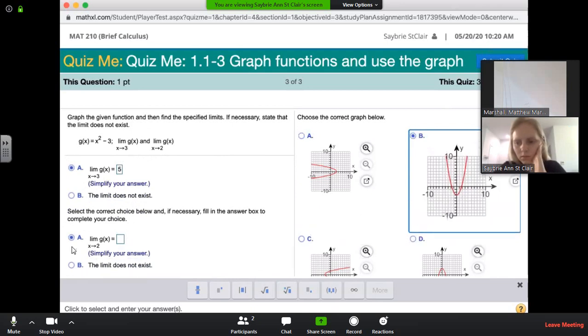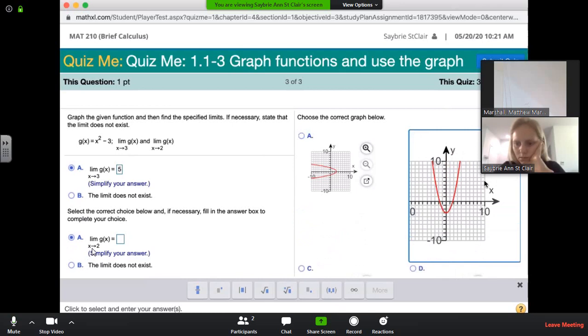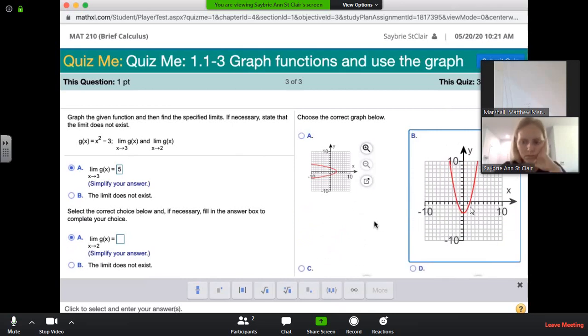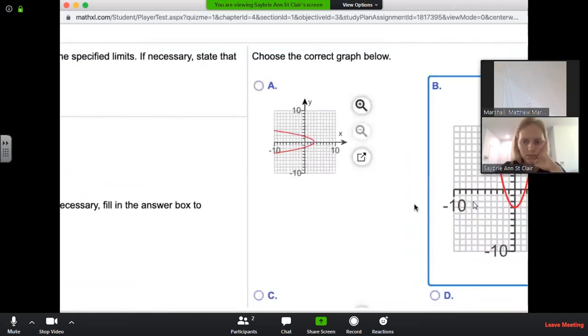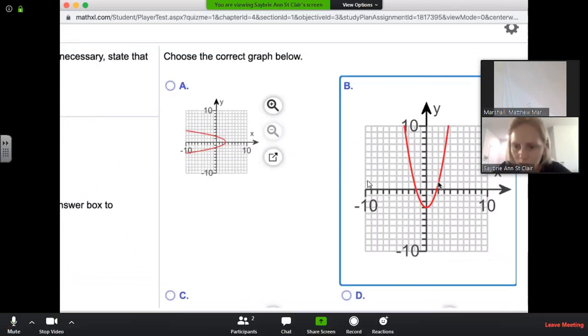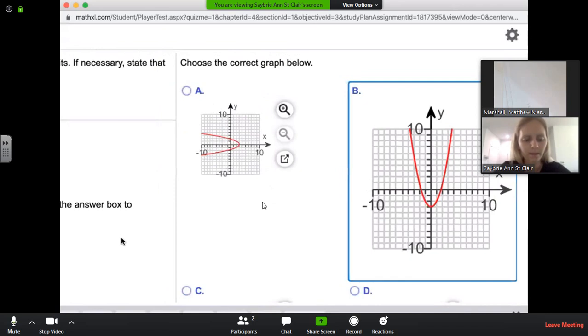So now you want to do it for +2 on the x-axis. So if you go over 2, and then go up, and it looks like 1. So that's your limit when the red line approaches 2 on the x-axis. That little spot right there corresponds to 1 on the y-axis. That's your limit.